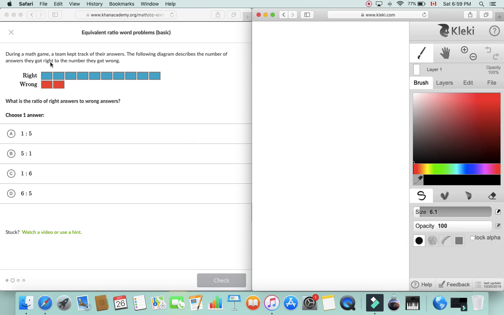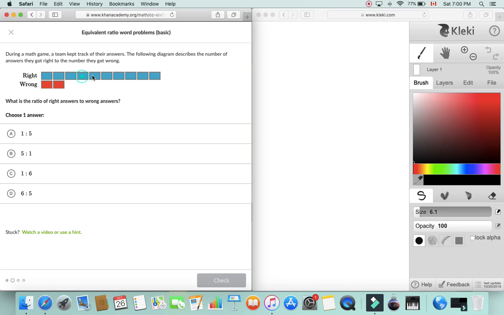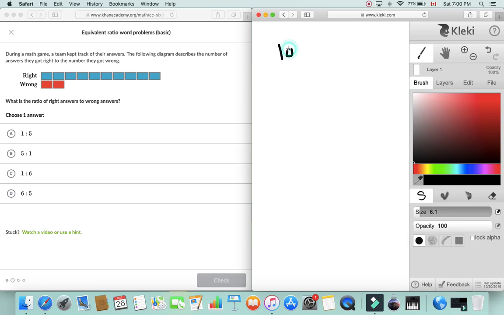During a basketball game, a team kept track of their answers. The following diagram describes the number of answers they got right to the number they got wrong, okay? What is the ratio of right answers to wrong answers? Well, there are 1, 2, 3, 4, 5, 6, 7, 8, 9, 10. Okay, 10.